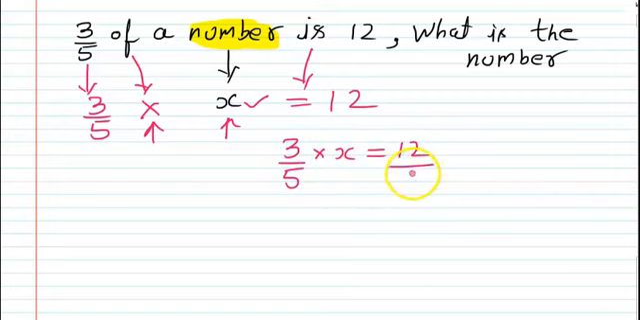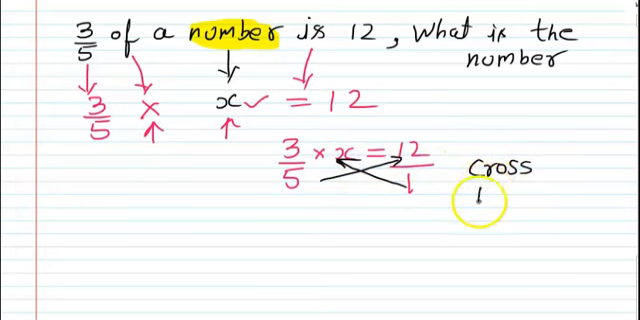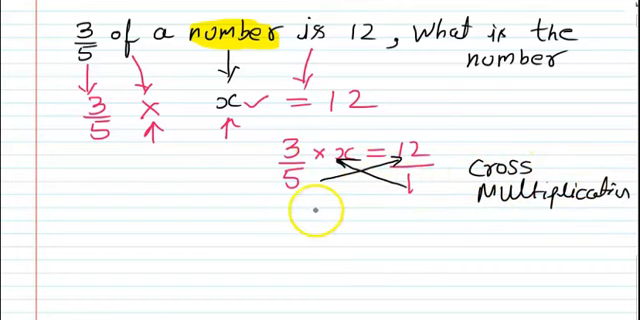Again, 12 is lonely, no one is there. I said, don't worry, here is 1 in the denominator. Is that okay? Now, after that, 3 is multiplied with x. There is something called cross multiplication, right? Cross multiplication, you are multiplying 5 with 12 and 1 with 3. This is called cross multiplication.